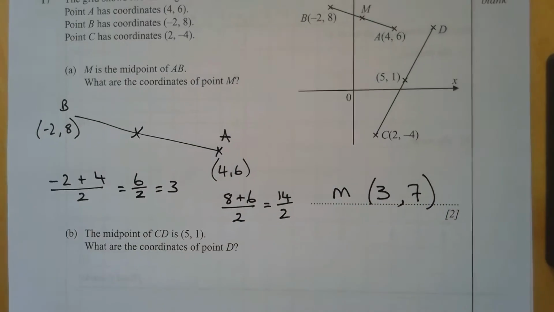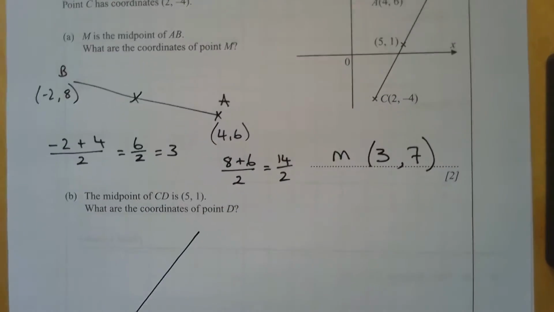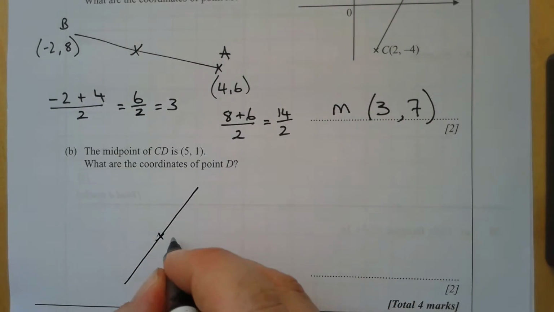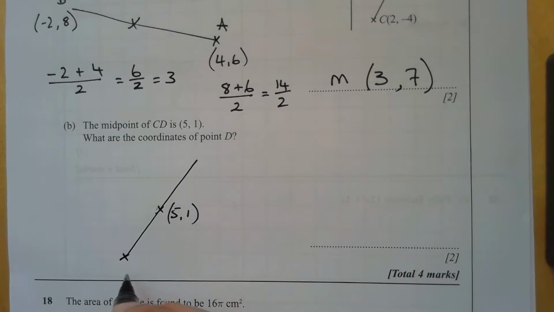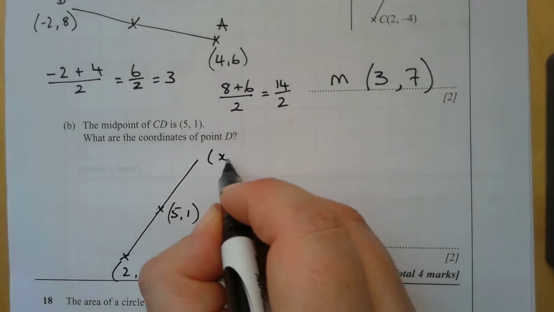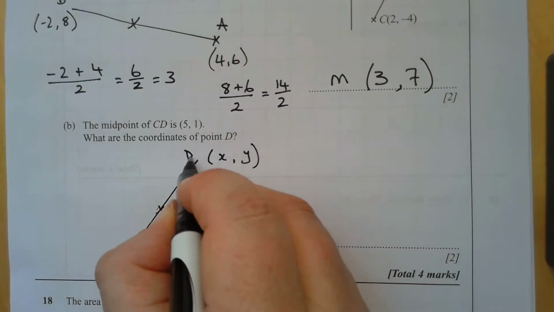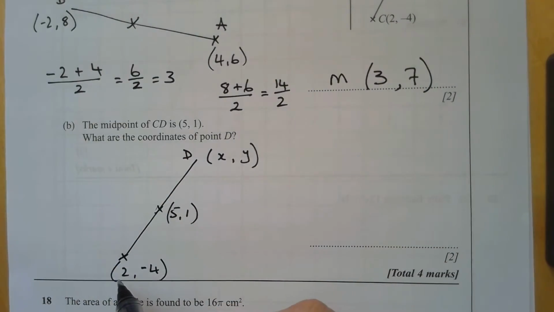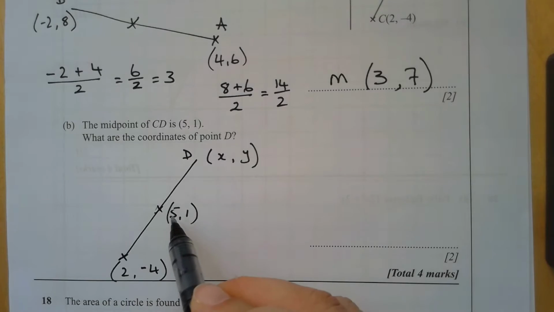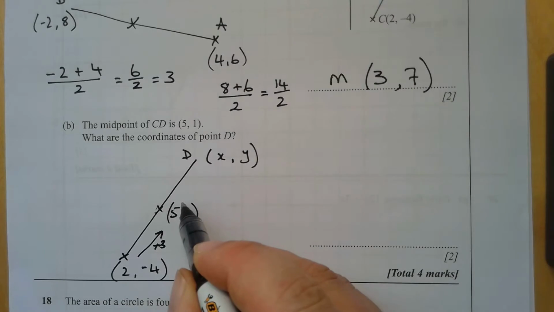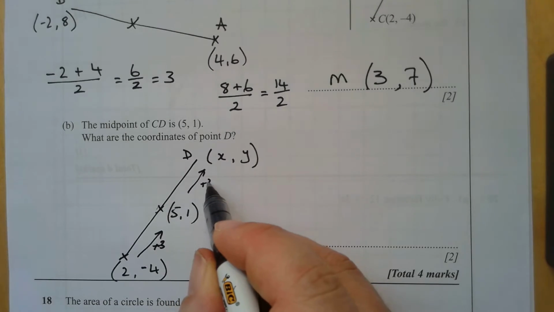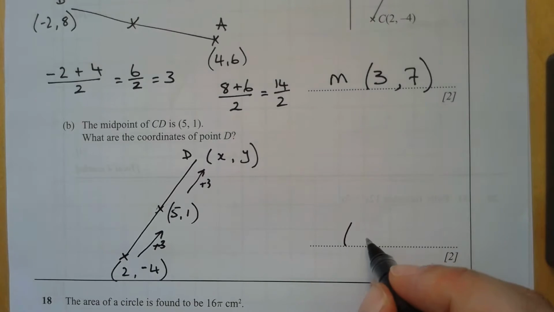What are the coordinates? So we've got another line here. I'm going to draw it out again. Midpoint is (5, 1). We've got C down here, which is (2, -4). And we have a point up here, which we don't know, x, y at D. So what do we do to get from this x to this x here? Well, we add 3. So if we've added 3, to get from the x's, we have to add another 3 to get from here. So the x coordinate is going to be 8.